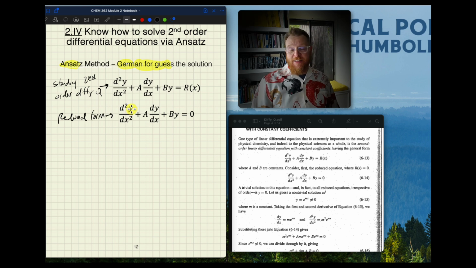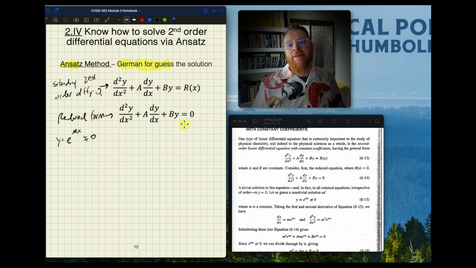We're going to guess that y equals e to the mx, where m is some constant, and we're also going to impose that that cannot be equal to 0. Because if we just said y equal to 0, then it'd be way too easy to solve, and we wouldn't have an appropriate wave function anyways.